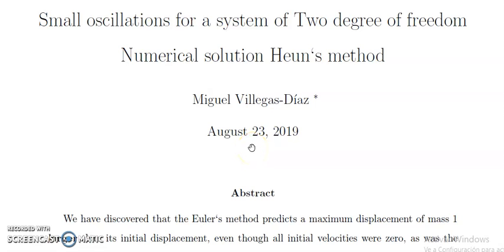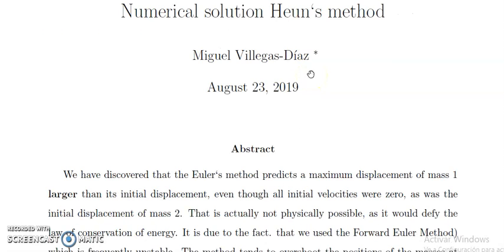Hi folks, today we are going to continue studying the small oscillation for a system of 2 degrees of freedom. But this time, instead of using the Euler's forward method, we are going to apply the Heun's method, which is a nice improvement to the Euler's method.